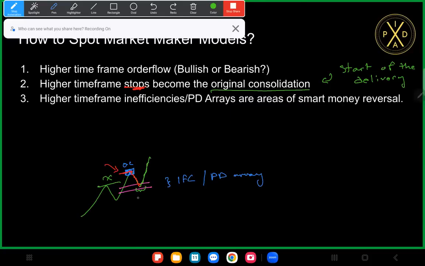And then this level right here becomes your smart money reversal, which is just a change in the state of delivery. All right, so that's how you spot market maker models, and that's how you can better predict which side of the curve you're on and where the market maker models are most likely to form. All right, so with that being said, let's move on to the next slide.